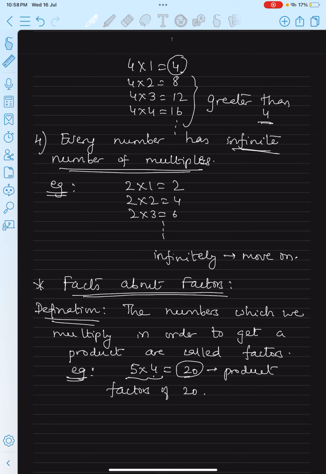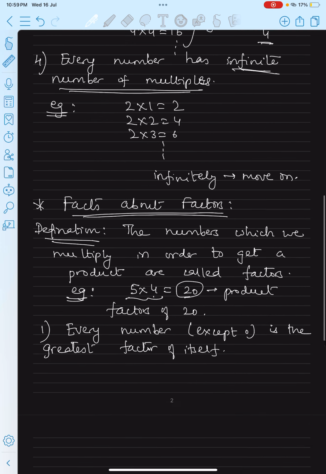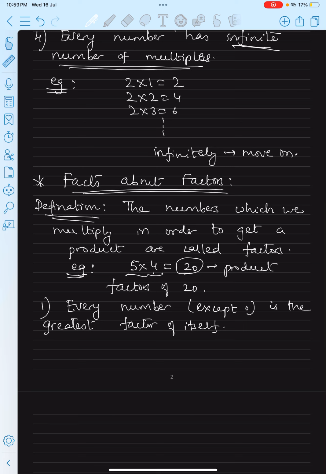Now I would start with the first fact, that every number but except 0 is the greatest factor of itself. This is very, it is but natural. See, if I say that we write down the factors of 9, then what will we say?